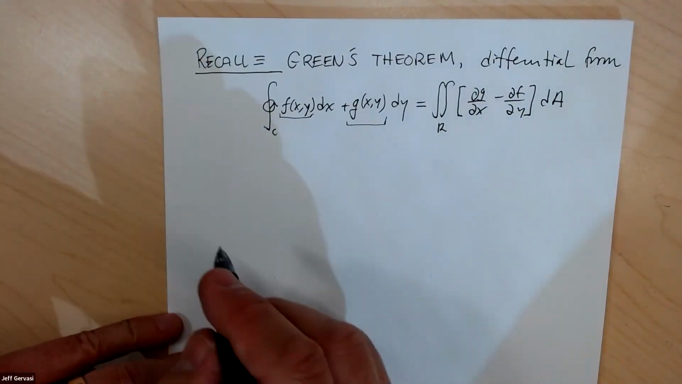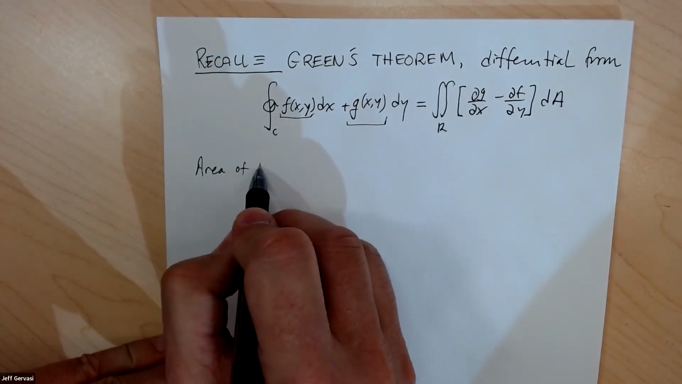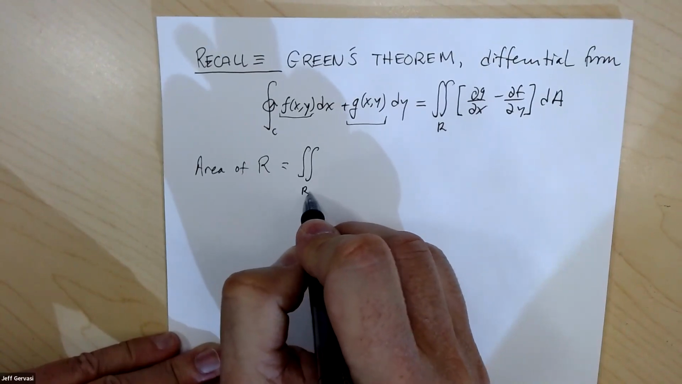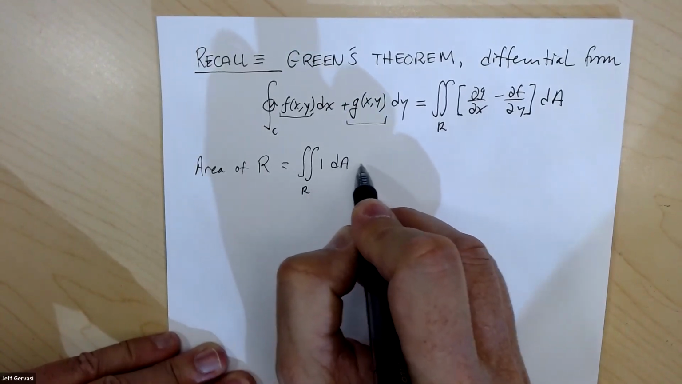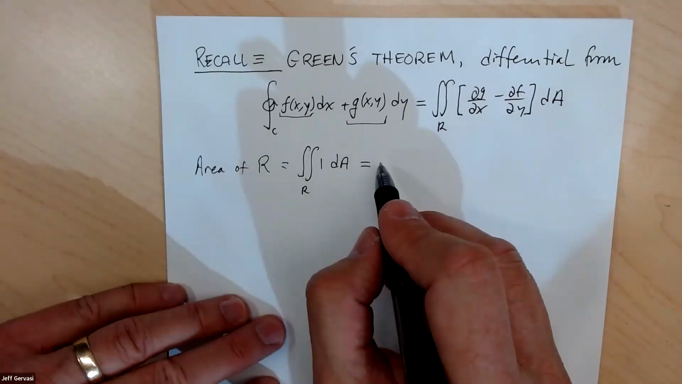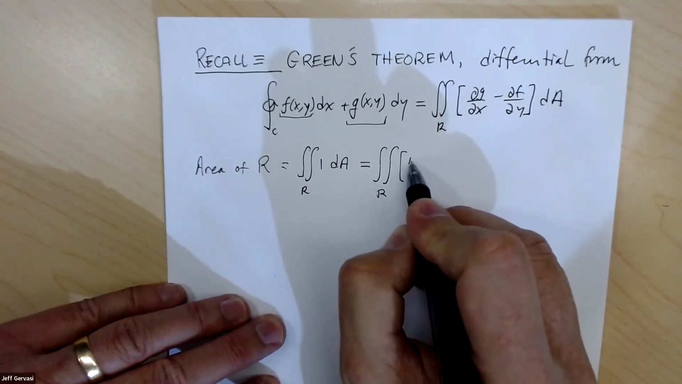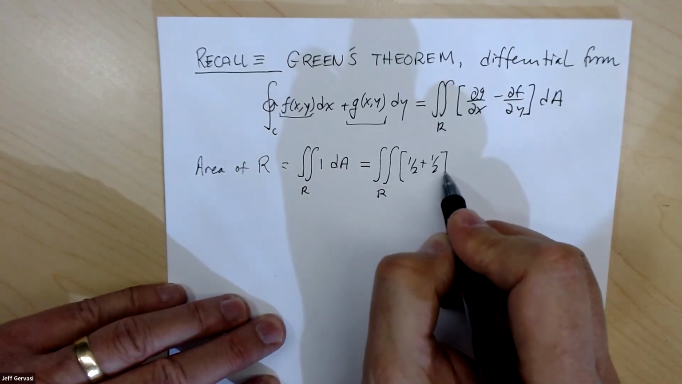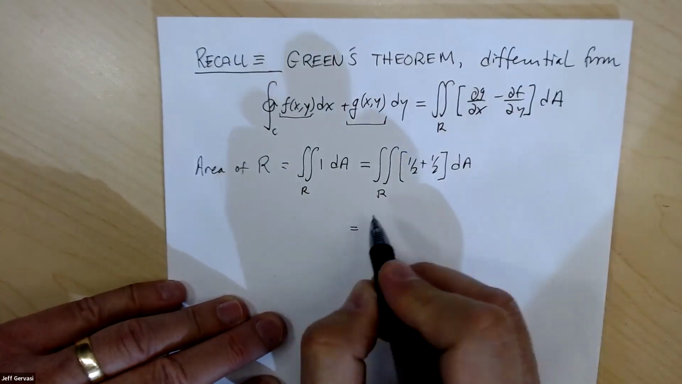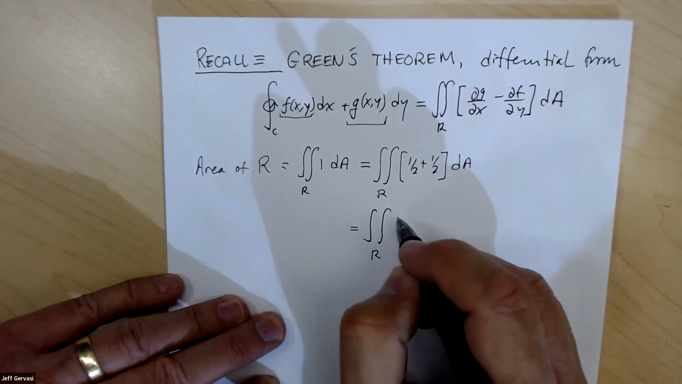Okay, now, recall we said that the area of a region R, using a double integral, looks like this. Well, I'm going to rewrite that 1 as 1/2 plus 1/2. Being very, very clever with it. And then what I'm going to do is I'm going to rewrite each one of those terms like this.